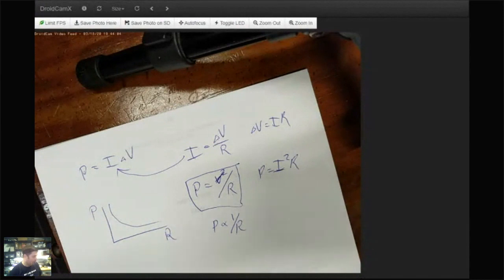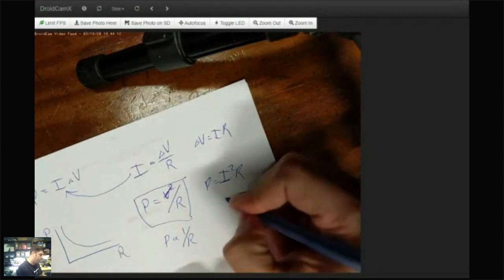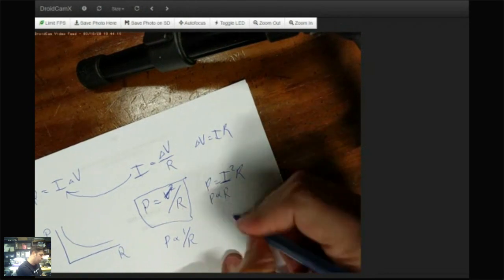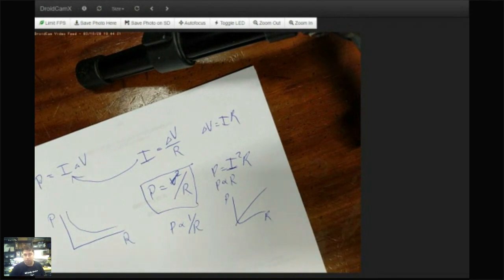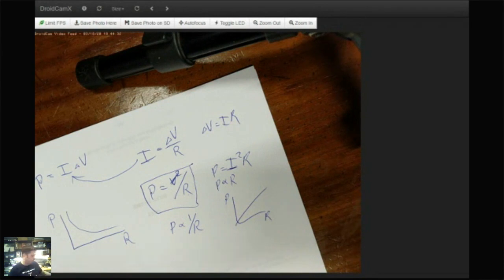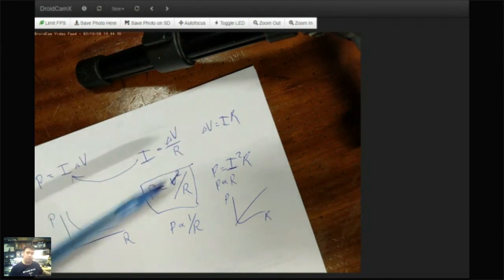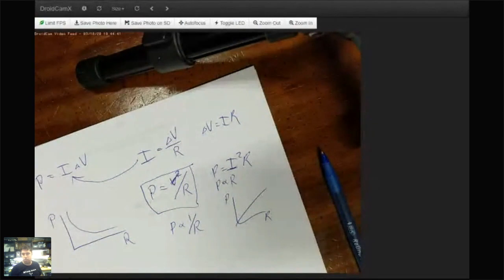If the question had said current was constant, I would have gone with this one. And we would have said, okay, so power is proportional to the resistance. I would have gotten a linear graph out of that. So depending on what is constant in the question drives which relationship we're going to choose. Are we going to solve and get rid of the I? Or are we going to solve and get rid of the V? We're going to get rid of whichever one is not constant in our situation. All right. Questions on that one?